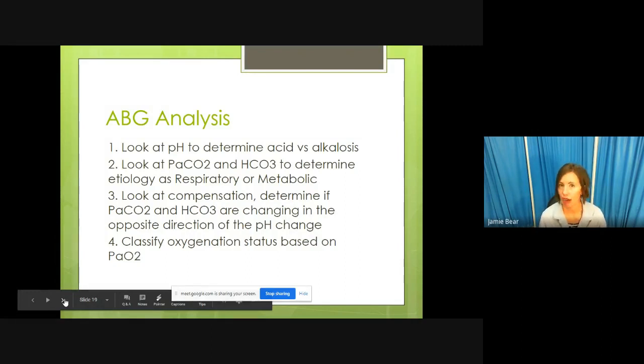Then we'll look if there's any compensation to determine if the PaCO2 and the bicarbonate are changing in the opposite direction of the pH change to try and neutralize it. We can have either partial compensation or full compensation or no compensation. And then finally, we will classify our oxygenation status based on the PaO2 value given.